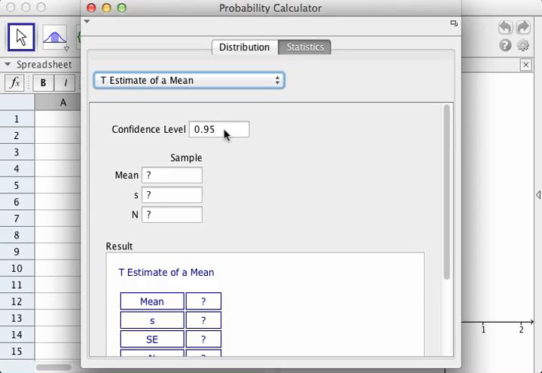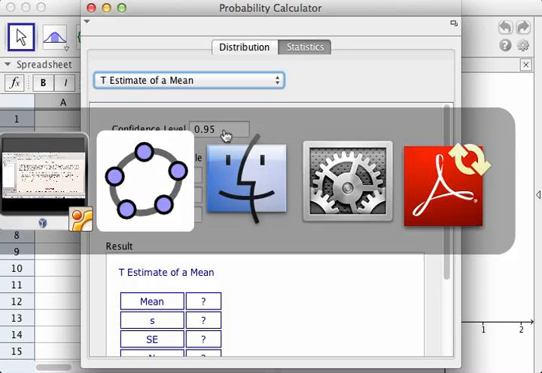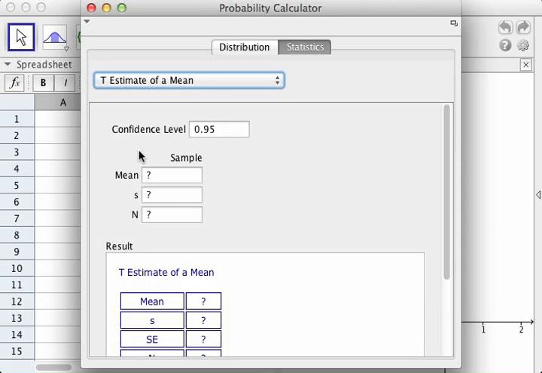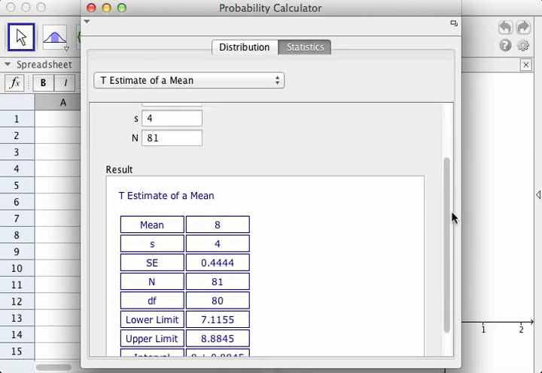Confidence level. What was the confidence level? Let's go back and see. 95%. Forgot about that. Confidence level 95%, so that's good. Mean of 8. Sample standard deviation of 4, and N, the sample size, would be 81. And down here we have our answer.